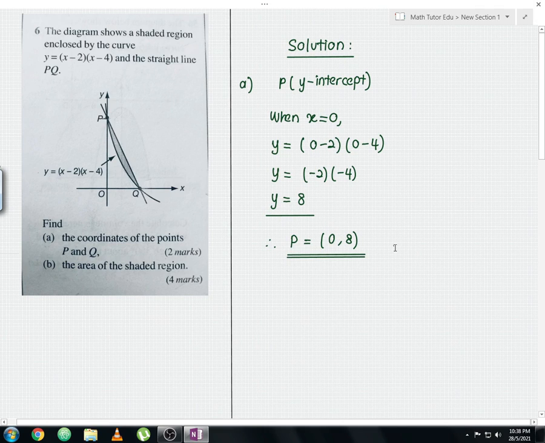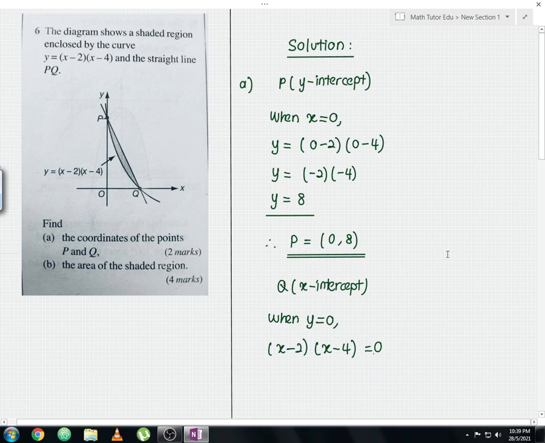Okay, once we find the y-intercept, let us proceed with the second coordinate, which is the coordinate Q, also known as the x-intercept. So our coordinate Q is actually the x-intercept. To calculate the x-intercept, what you do is you set your y value equal to 0. So when y equals 0, your x minus 2 in a bracket x minus 4 will be equal to 0.